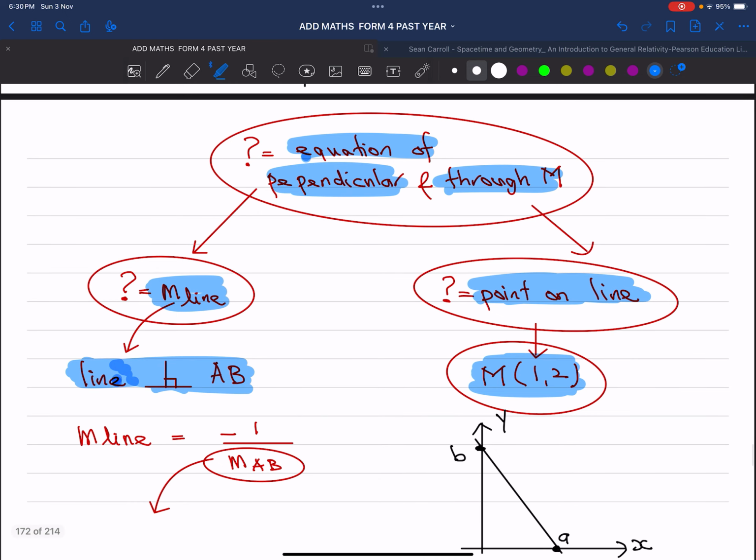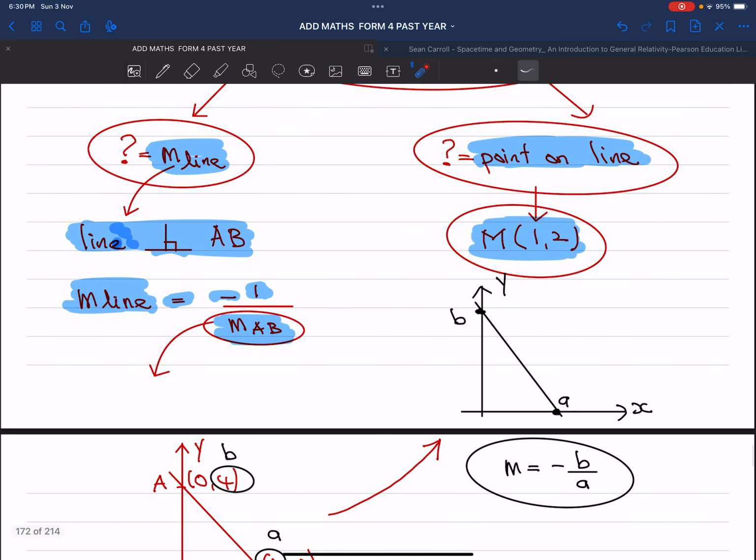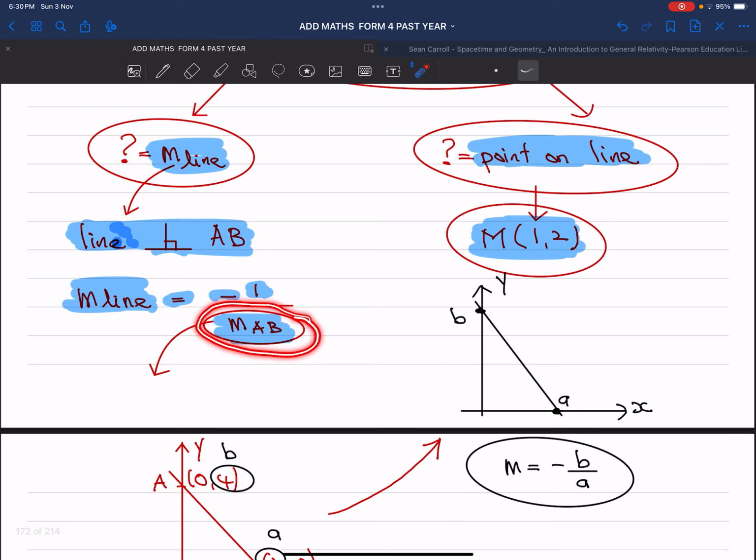From the notes that we have already learned, when two lines are perpendicular, the gradient of one line is -1 over the gradient of the other line. In this question, the line is perpendicular to AB, so the gradient of the line equals -1 over the gradient of AB. So now we need to find the gradient of AB first.